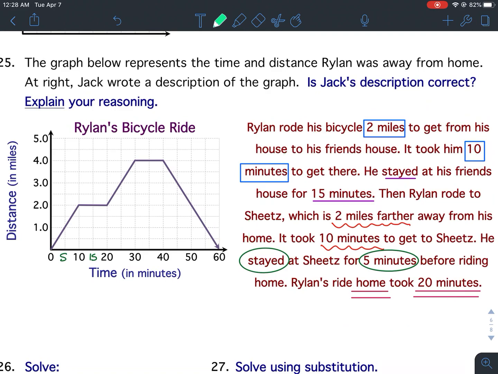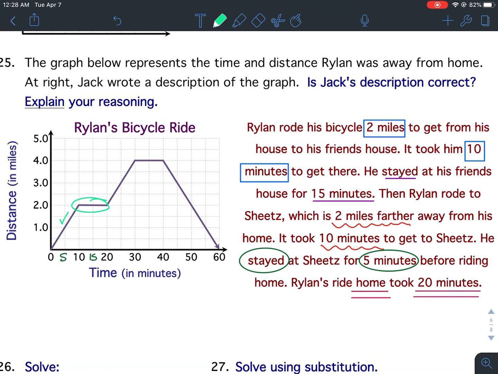It says Rylan rode his bicycle 2 miles to get from his house to his friend's house. It took him 10 minutes to get there. Well, was it 10 minutes and 2 miles? Is this part correct? Yes, it is. He stayed at his friend's house for 15 minutes. Stayed means constant. Is that 15 minutes? No, that's only 10 minutes. So right now we know that Jack is not correct, but let's check the rest of his description.